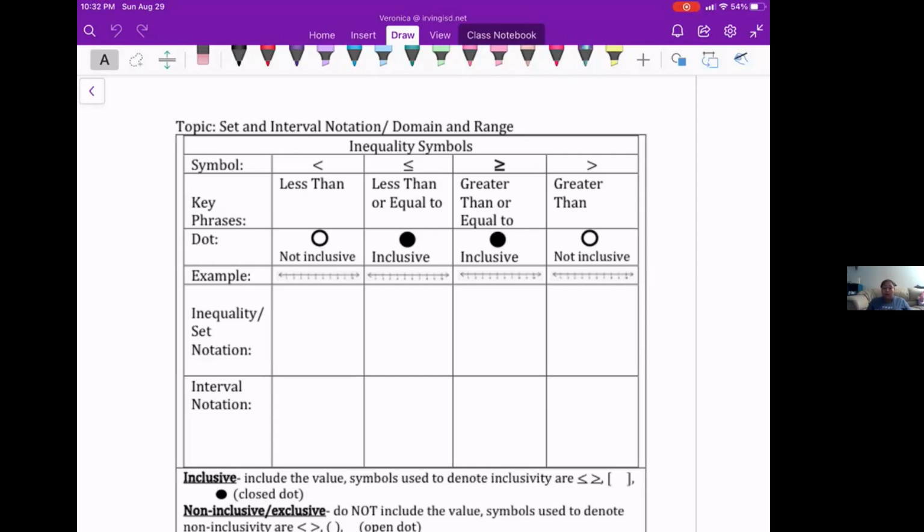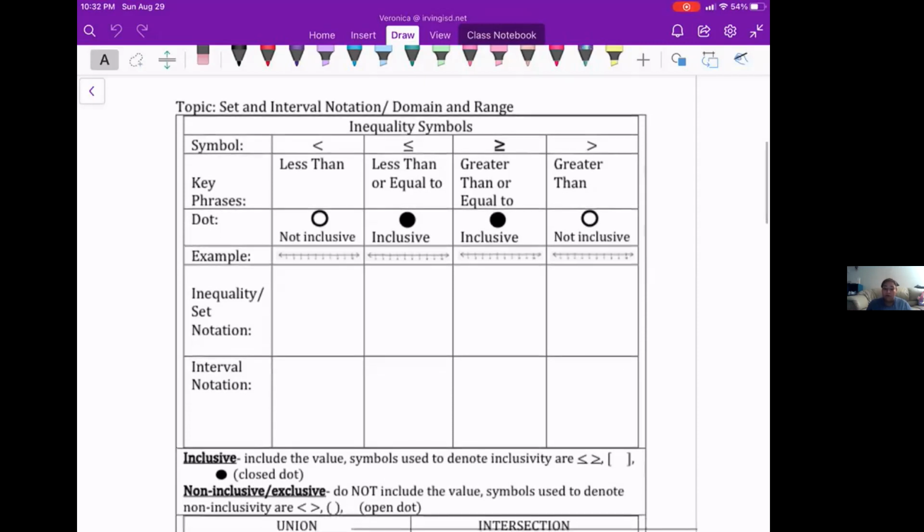Okay, so first of all, we know the inequality symbols: less than, less than or equal to, greater than or equal to, or greater than. Now, we also hopefully remember the dots. Not inclusive means open, you can fall through it, it does not count. Or we have inclusive, which is filled in, you can stand on it, so it counts. You include that part, okay?